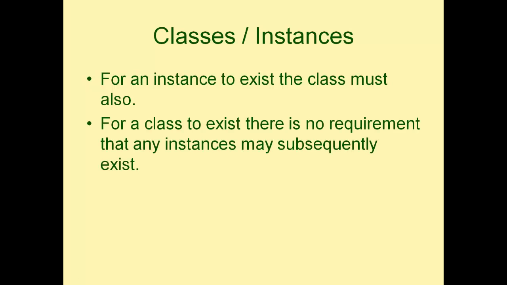But this doesn't work the other way around. A class can exist, but there might never be any instances of it. And we'll look at this as an example later on, and why it's sometimes very useful to have classes where you don't have direct instances of it. Let's try some actual multiple choice questions, see how far we've understood what we've done so far.